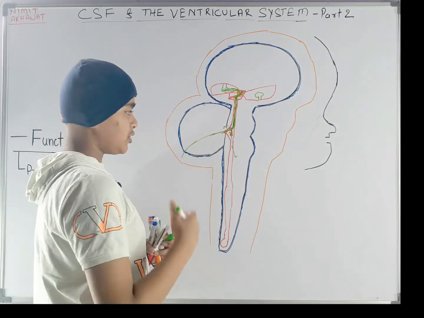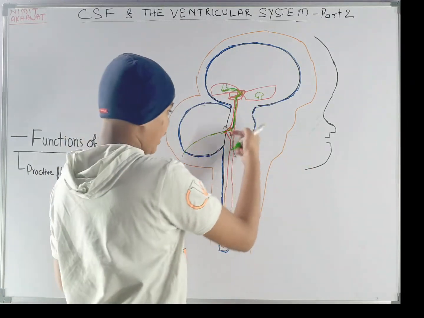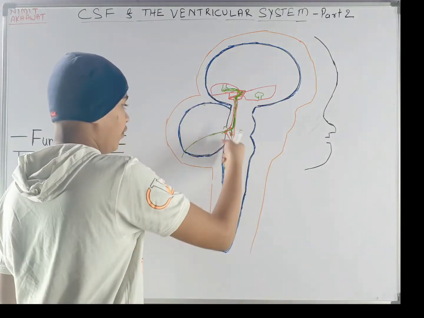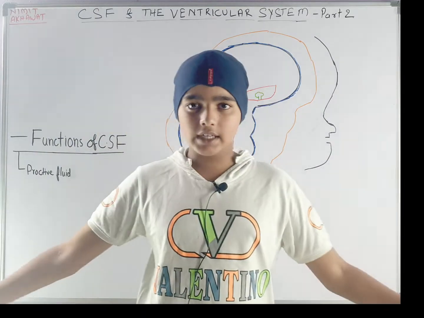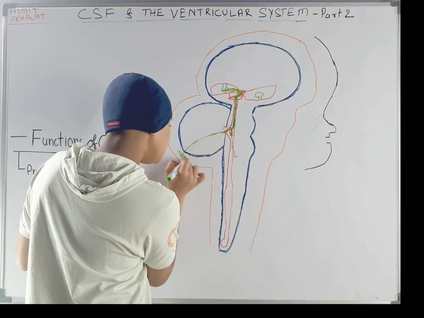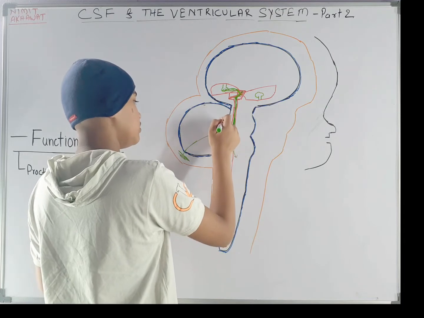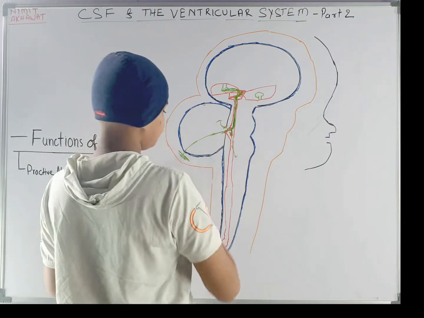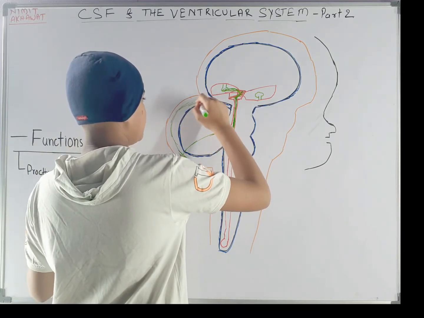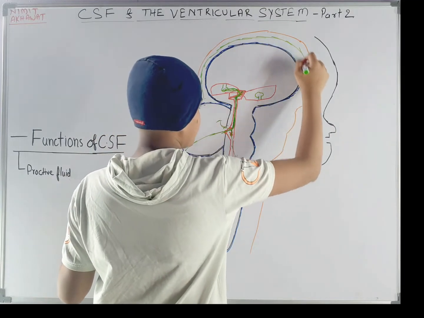The subarachnoid space at the posterior side of the central nervous system is filled by CSF from the foramen of Magendie, which is the median foramen of the fourth ventricle, and the lateral sides of the subarachnoid space are filled by the CSF coming from the foramina of Luschka. And now this CSF in the subarachnoid space protects our central nervous system.